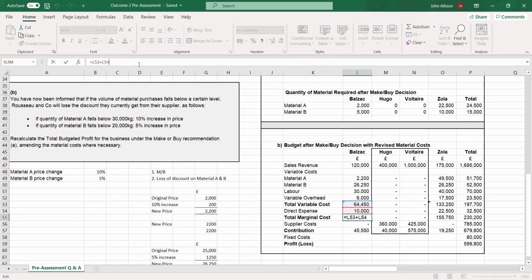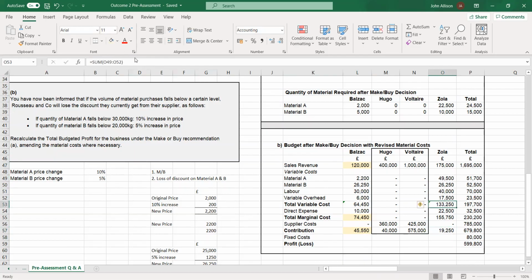Then the total variable cost plus the direct expense gives us the total marginal cost. We then get the contribution by doing sales revenue, take away total marginal cost. So in this case, it's going to be £120,000, take away £74,450, which will give us £45,550. Exact same idea with Zola.